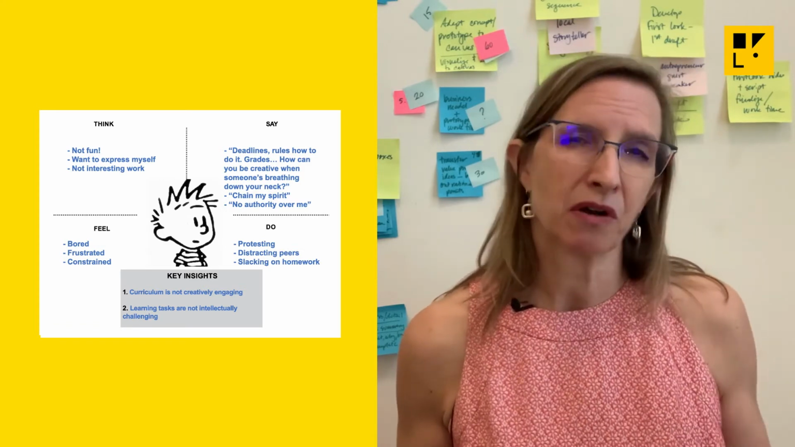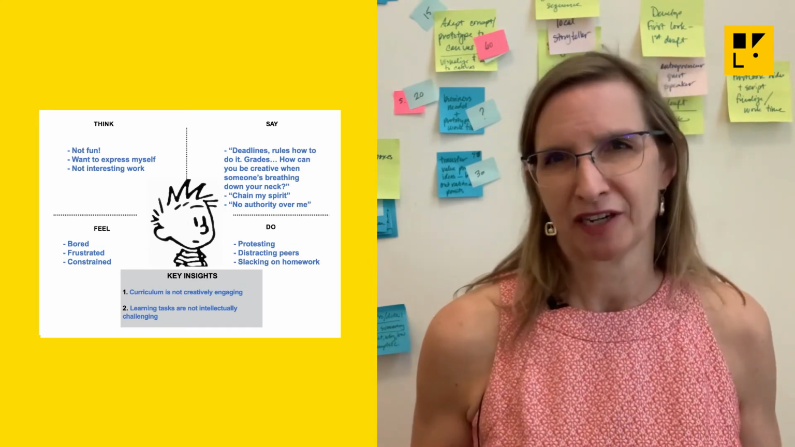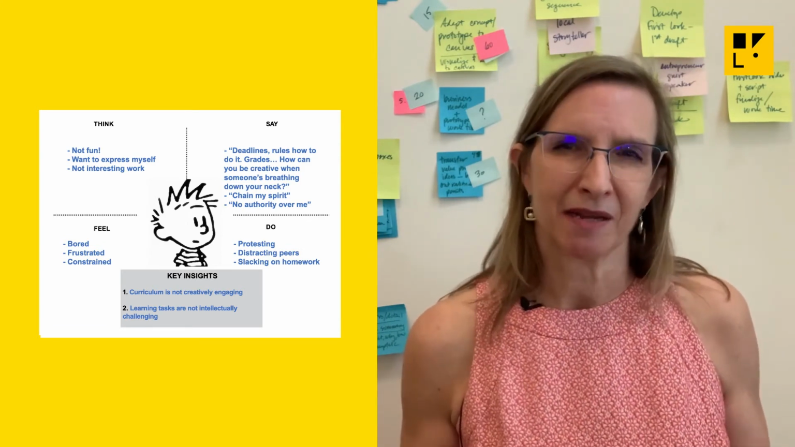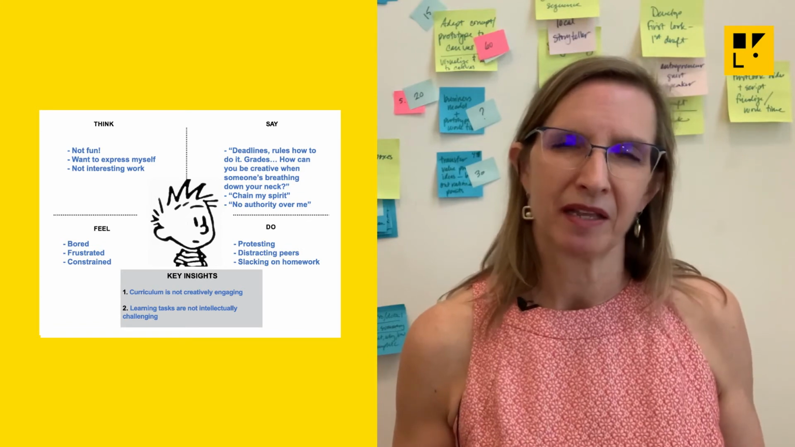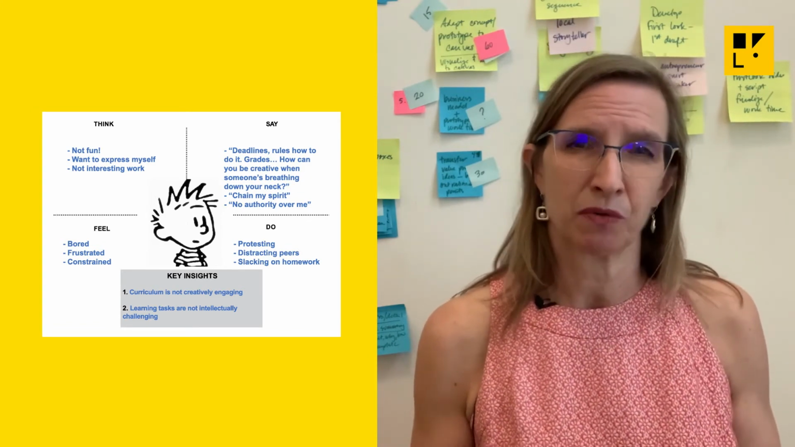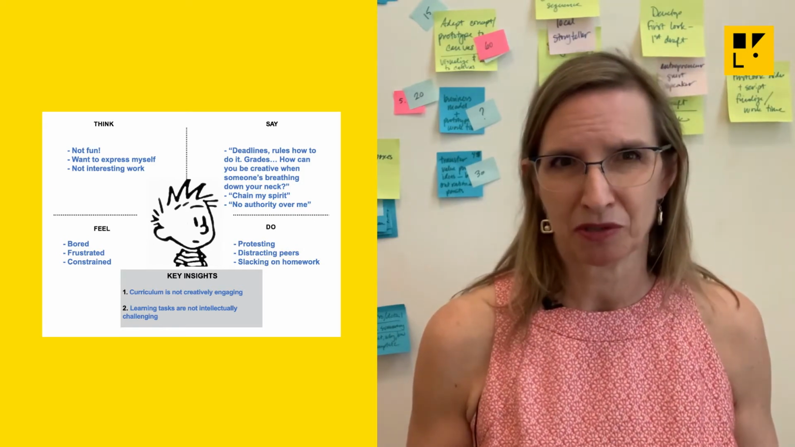But it leads me to a question as well. What specifically is not challenging enough for Calvin? How am I going to go about answering that? Those are my next steps. How do I think about the curriculum? How do I think about the learning tasks? And how do I get more specific in order to support Calvin, both academically and social emotionally?